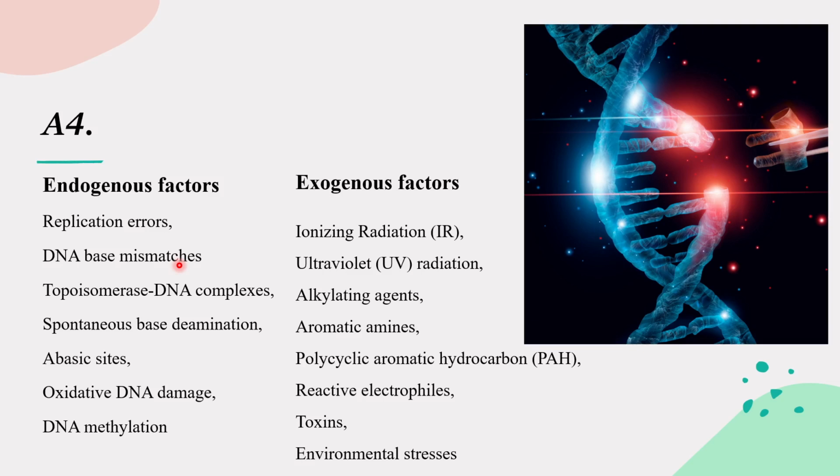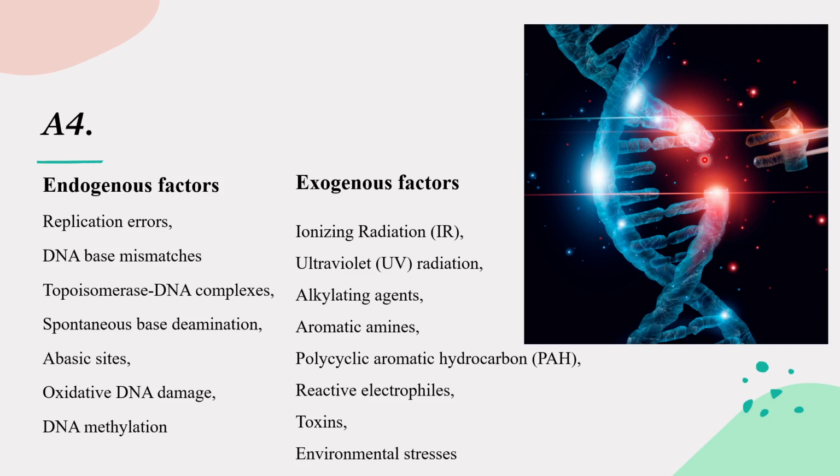It might be due to topoisomerase DNA complexes. If the topoisomerase DNA complex is strong and topoisomerase can't open the DNA double helical structure properly, there might be some problem during replication. Or spontaneous base deamination, that we just discussed, adenine converting into hypoxanthine. An abasic site means an apurinic site or an apyrimidinic site. That means there will not be any base. So the structure will look like this, with no base there. That's called an abasic site.